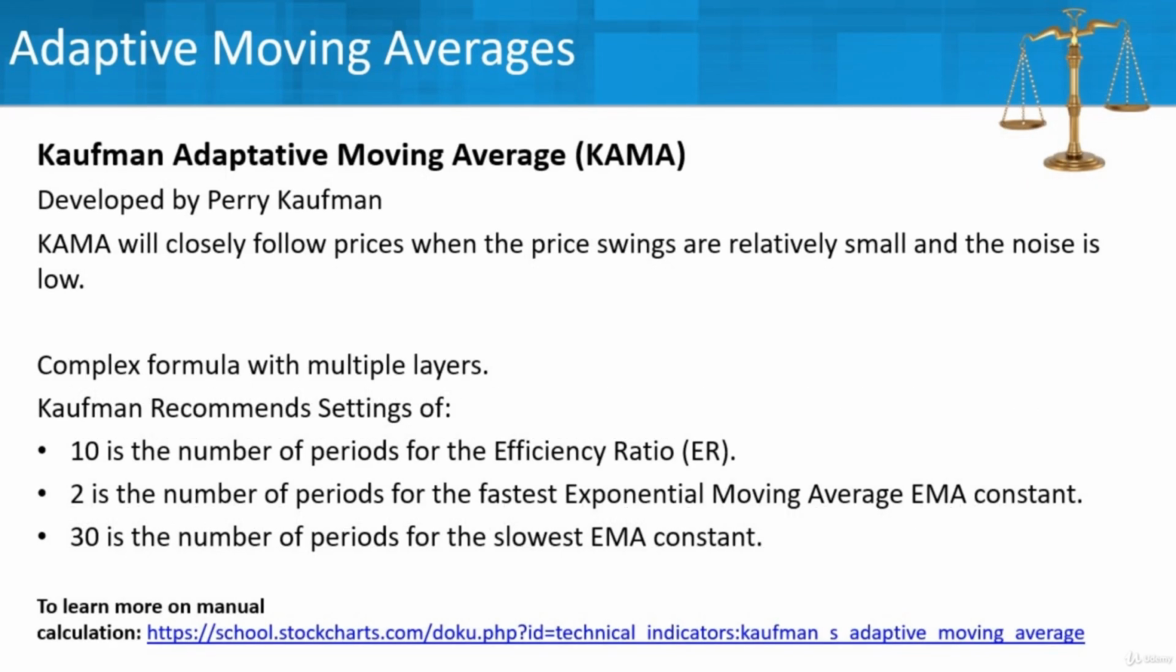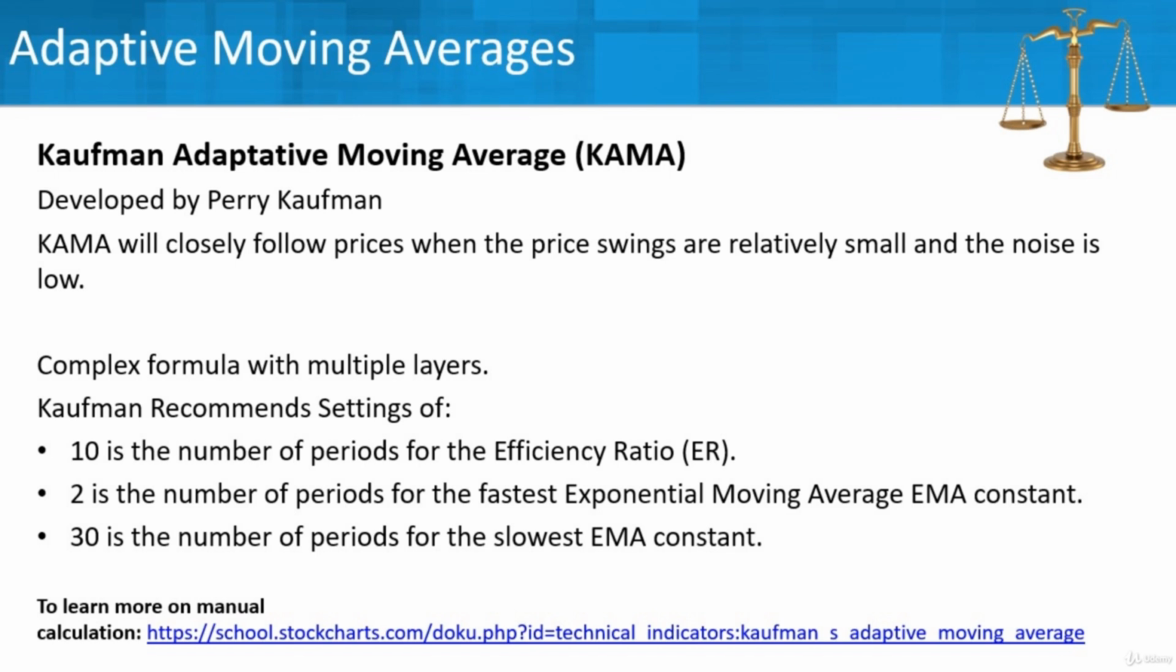What you'll see on trading platforms, and probably the most popular of these, is the Kaufman adaptive moving average, which you'll probably see listed as KAMA, named after a gentleman named Perry Kaufman. It will closely follow prices when the price swings are relatively small and the noise is low, so it's adjusting for that. It has a complex formula with multiple layers, and they actually have some recommended settings. Sometimes you can change the settings, but they have recommendations around those settings.